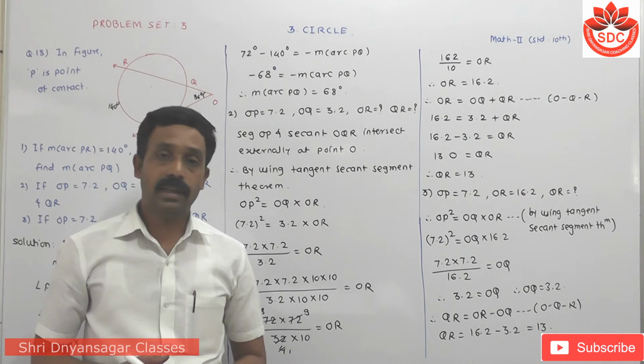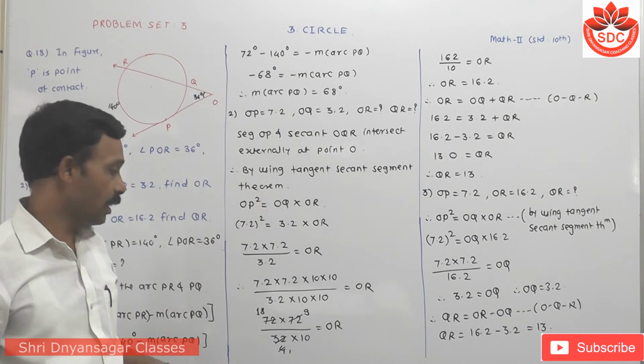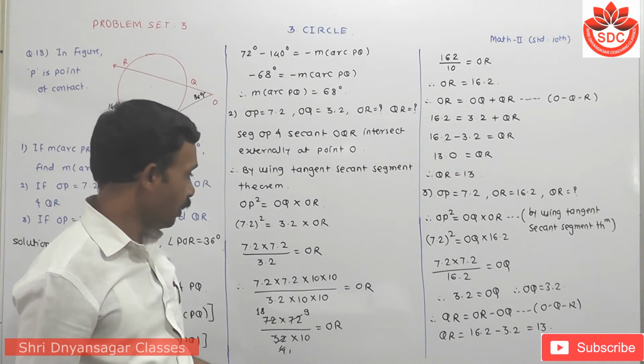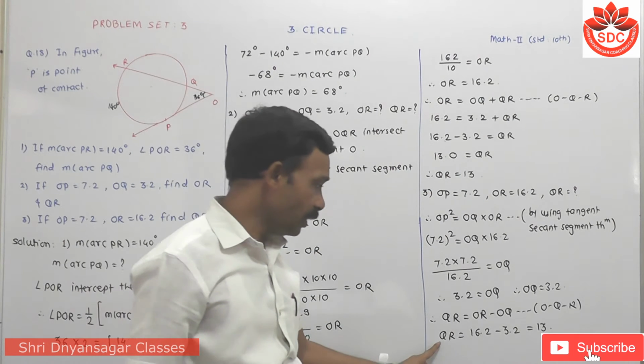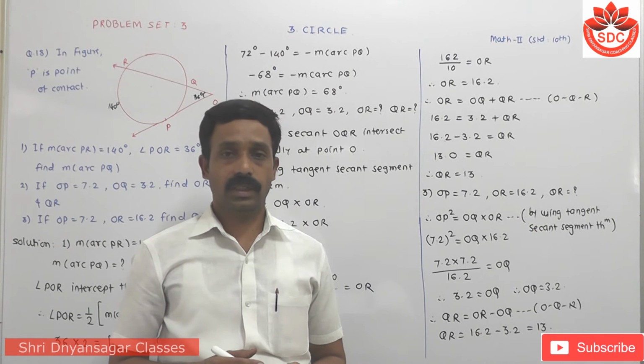Then you have to write the answer in a full sentence. The measure of angle RPQ is 68 degrees. Then OR is 16.2 and also QR is 13. Okay, we take the next question.